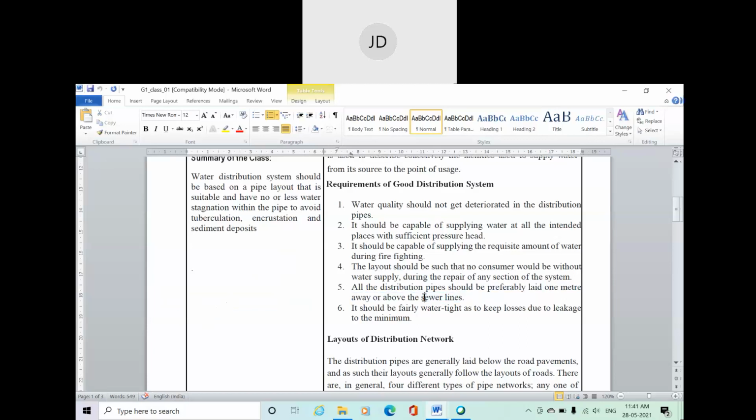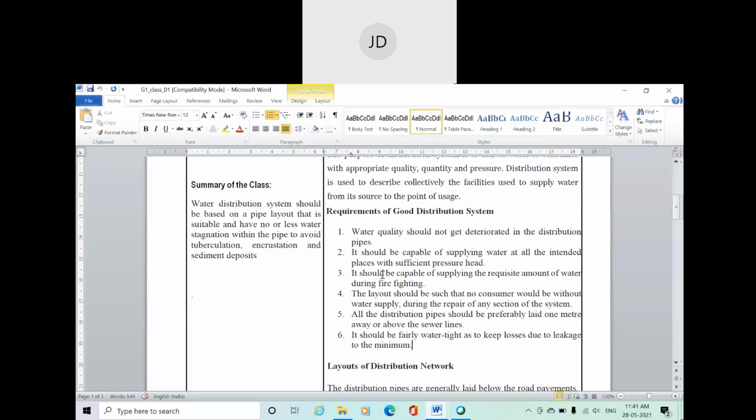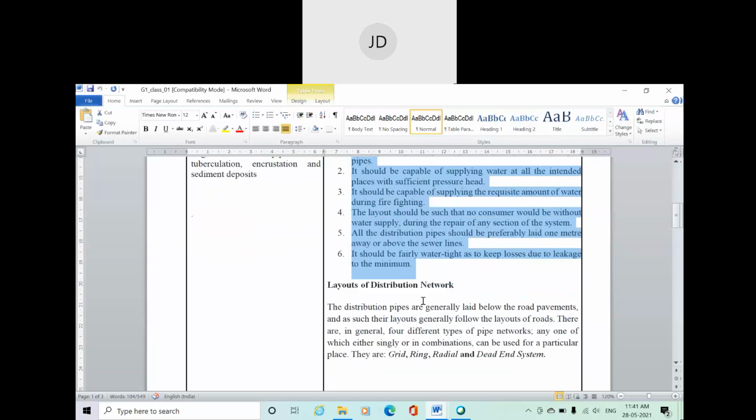I think this is very logical. And it should be fairly watertight, to keep loss due to leakage to a minimum. That means the water pipe joints should be tight enough and proper maintenance should be done so that water does not leak from the distribution pipe, to maintain the quantity. Fine. So this is all about the requirements of a good water distribution system.